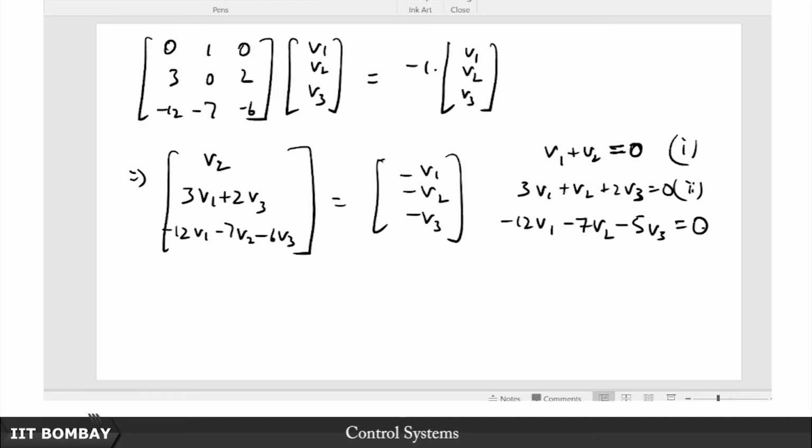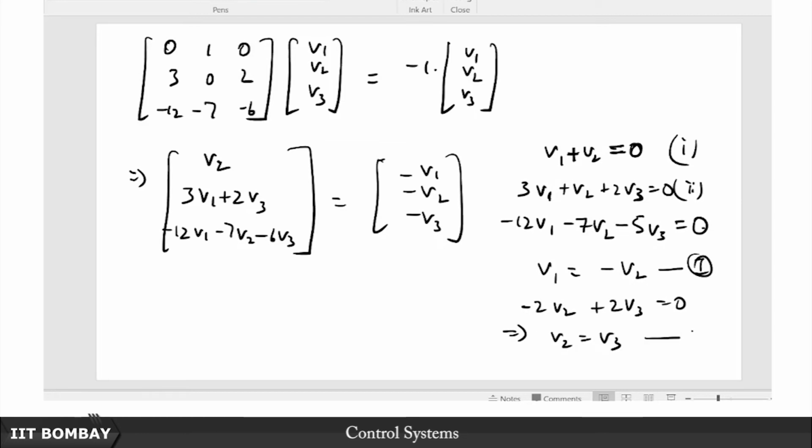So here also let us say this is what we have. If we try to eliminate these things here, we have v1 is equal to minus v2, and let us say we plug it in the second equation. Then we get, with v1 equal to minus v2, minus 3v2 minus 2v2 plus 2v3 is equal to 0. This is my first conclusion.